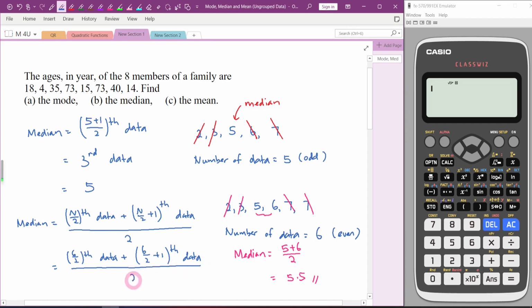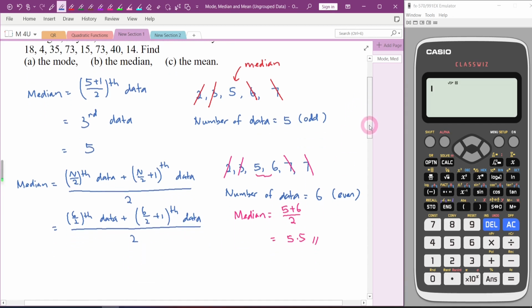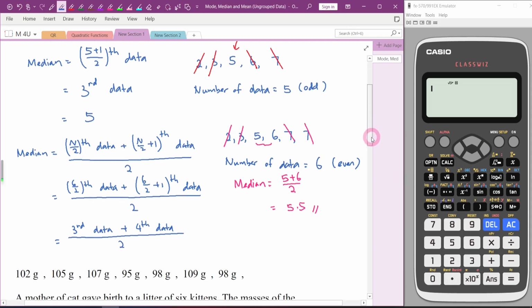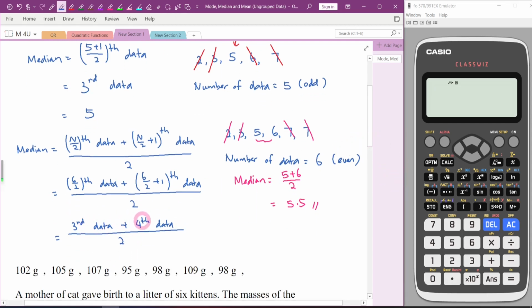Then over 2. We are actually doing this. 6 over 2 is equal to 3, so I change this to 3rd data. If this is third, this will be fourth. If this is fourth, this will be fifth. Okay, so be careful. Don't take 3 plus 4 divided by 2. This is telling you which number, which data we need to use. The third data will be 5.